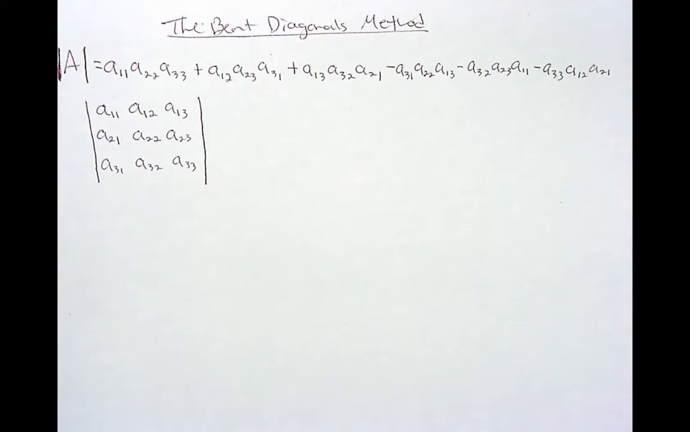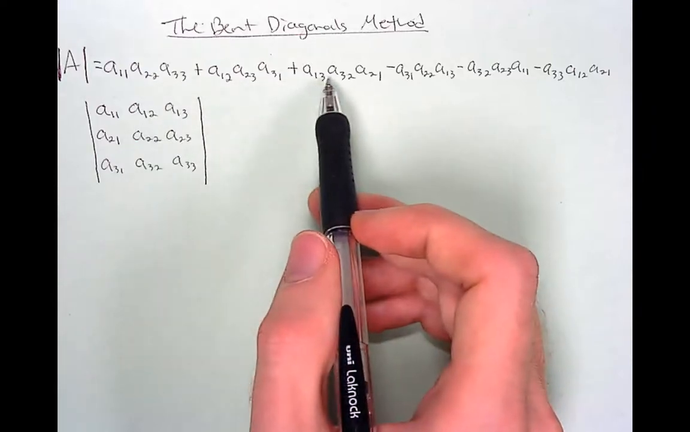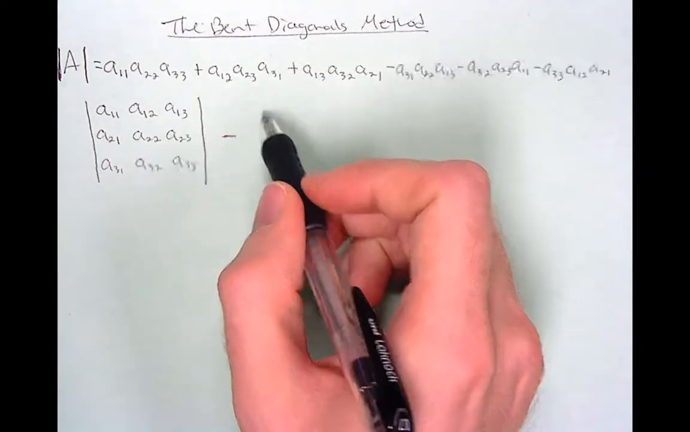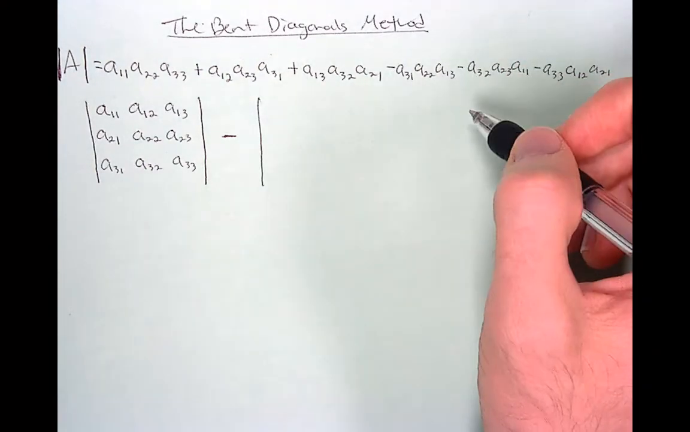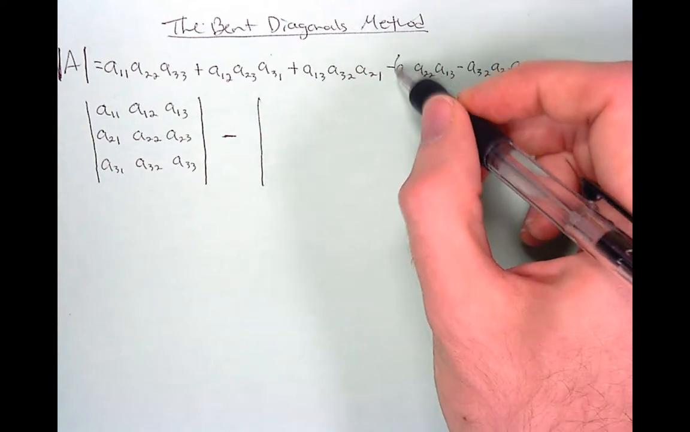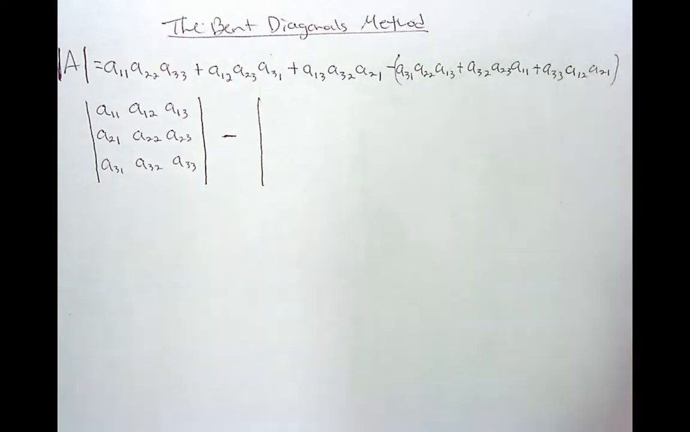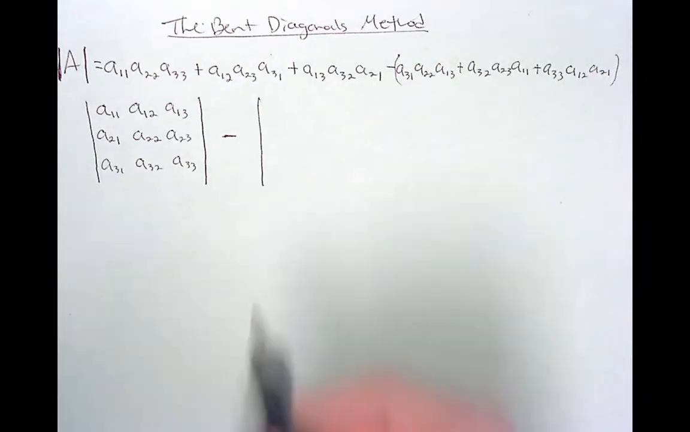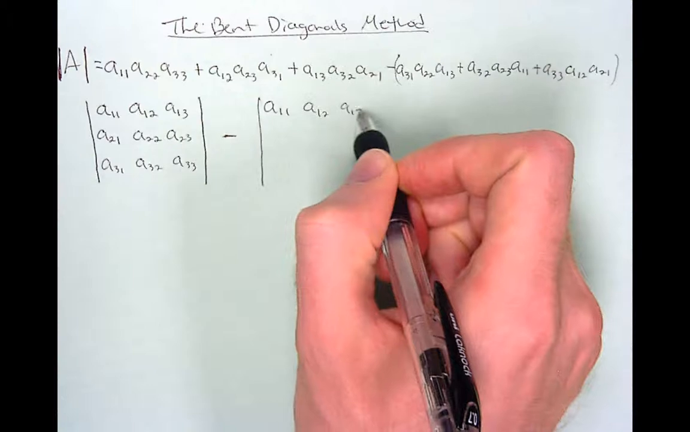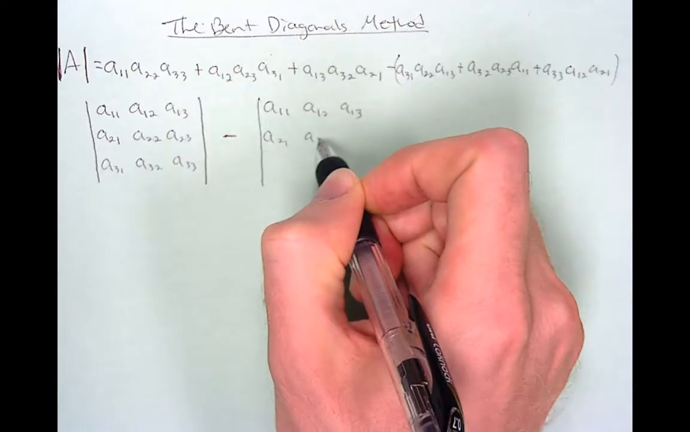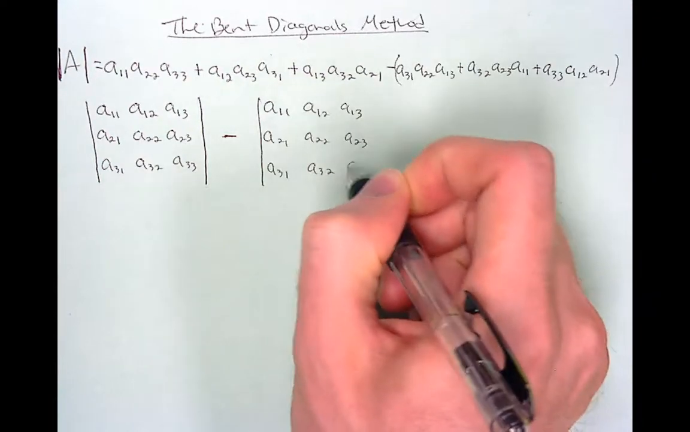And I'll show that using colors here. So essentially, we're going to take some sums of products, and we're subtracting some more sums of products. You can think of this here as we're subtracting sums of products there. So I'm going to write this out again. A21, A22, A23, A31, A32, A33.